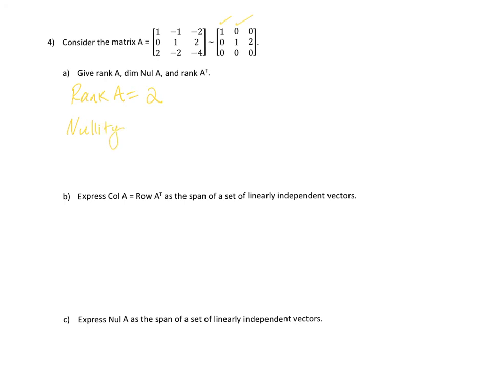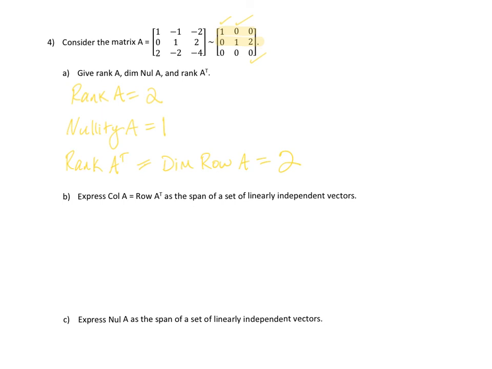Okay, the dimension of the null space, also known as the nullity of A, would have to be 1 because there is 1 free variable and there's 1 column left in A. The rank of A and the nullity of A have to add up to the number of columns. Okay, and then the rank of A transpose, which is the same thing as the dimension of the row space of A. That's always the same as the rank of A, 2. The number of non-zero rows in the row-reduced matrix.